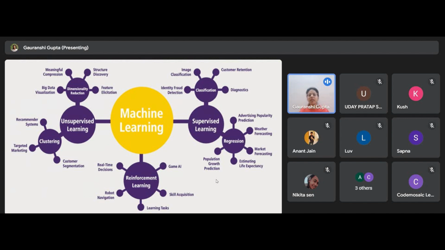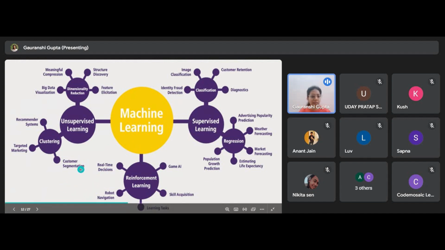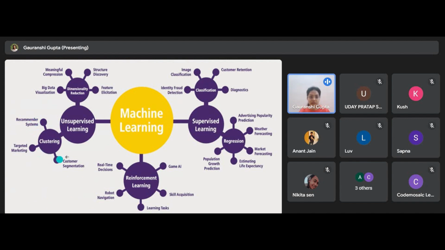So हमारे पास कोई वैसा data set नहीं होता है जिसमें हम label कर देंगे already, but हम उसको non-label data set के basis पे करते हैं. Okay. So, for example, there is customer segmentation, targeted marketing, recommender system. So this is clustering. And then there is dimensionality reduction.